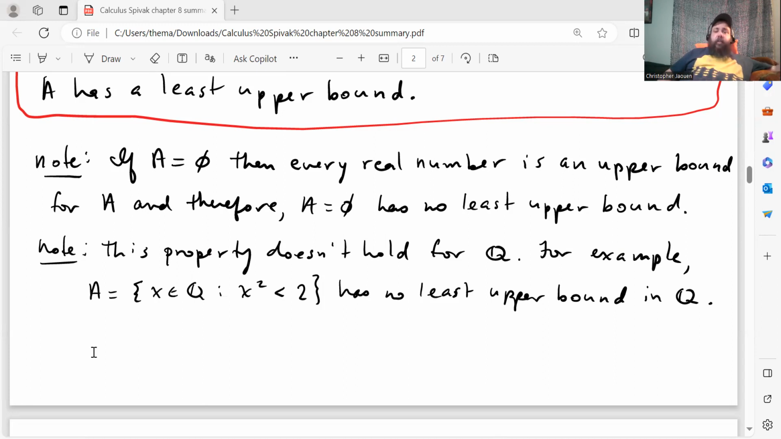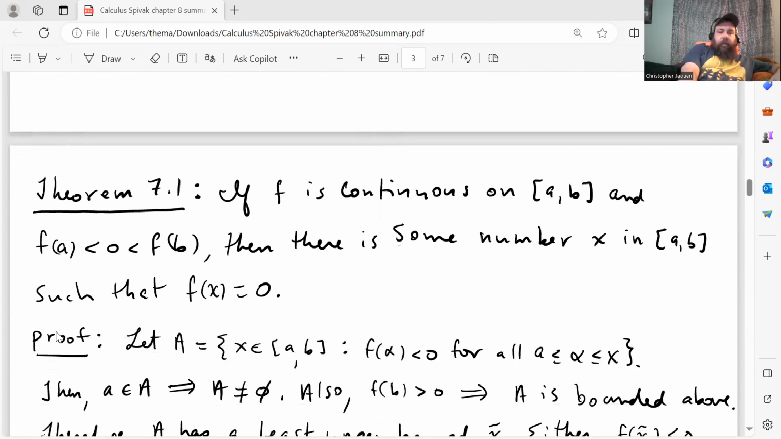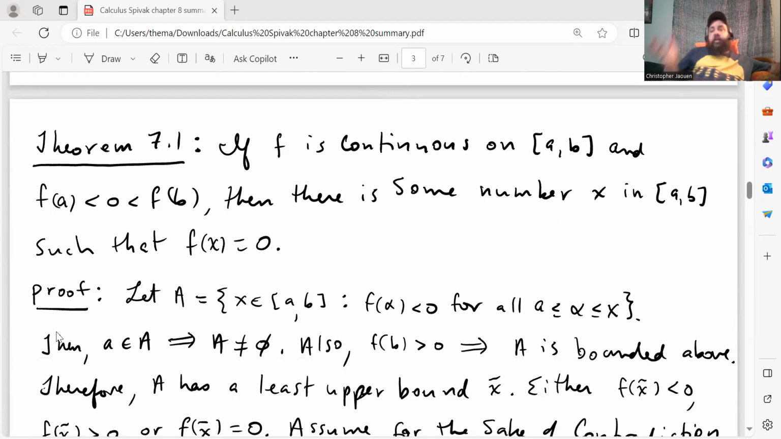That set has no least upper bound because while it is bounded above, for example, by 2, the least upper bound in the real numbers would be the square root of 2, but the square root of 2 is not a rational number. Therefore, there is no least upper bound in the set Q. So not every set has the least upper bound property. That's one of the things that makes the real numbers special. And it's also one of the reasons why we use the real numbers for calculus.